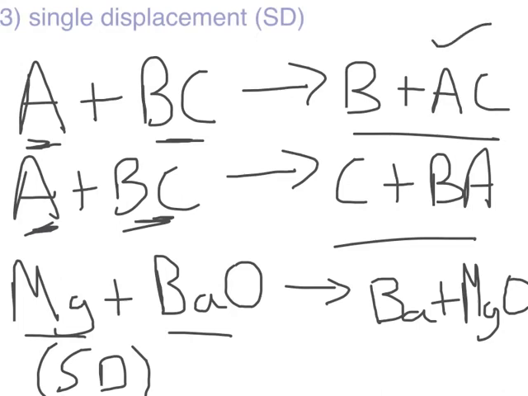Now, if this reactant was a nonmetal like sulfur, then the two nonmetals would switch places, and I would end up with slightly different products. I'd end up with oxygen and magnesium sulfide. Or sorry, oxygen and barium sulfide, not magnesium. Okay, there's no magnesium if I replace it with sulfur. Okay, either way, it's a single displacement.